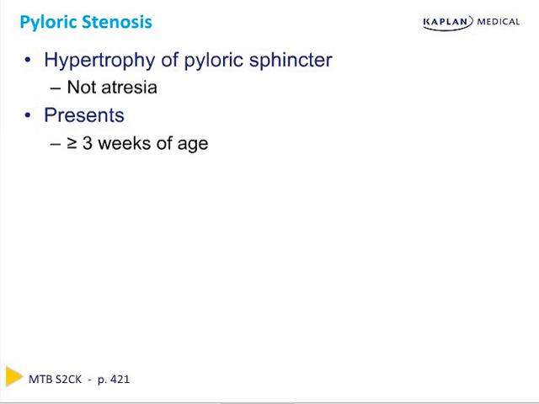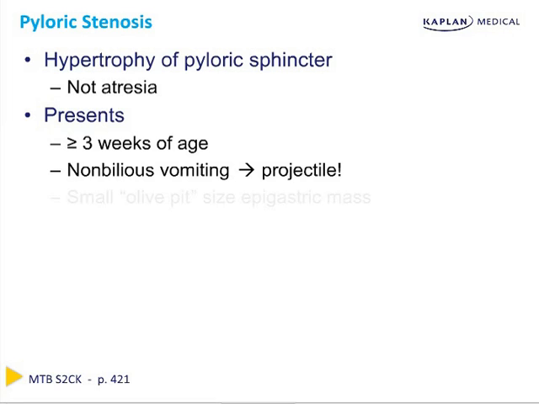Now, because the gastric contents can't get into the duodenum, where the ampulla of Vater inserts and where bile is, they present with non-bilious vomiting that's often described on your test as projectile. Another pathognomonic feature is this small olive pit-sized epigastric mass that's found on palpation of the stomach. It's non-tender, it's not painful, but there's an olive pit-sized mass.